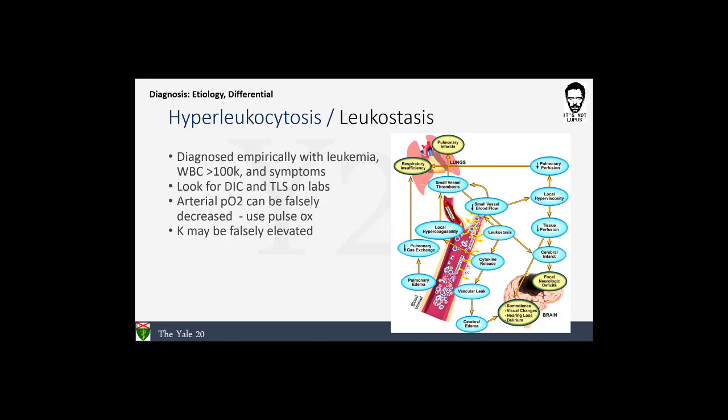So, like I mentioned, when you look at them, you want to consider DIC, TLS, and infection as well. Oftentimes, you can have infection at the same time, but it's hard to tell between infection and the inflammation associated with the leukostasis, so we usually treat empirically. And just things to note when you're looking at the patients, you want to use the pulse ox. Sometimes arterial PO2 is falsely decreased, and the K may be falsely elevated.